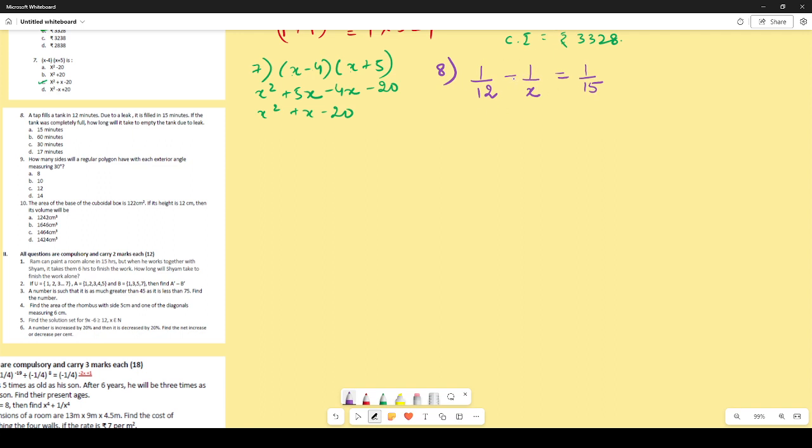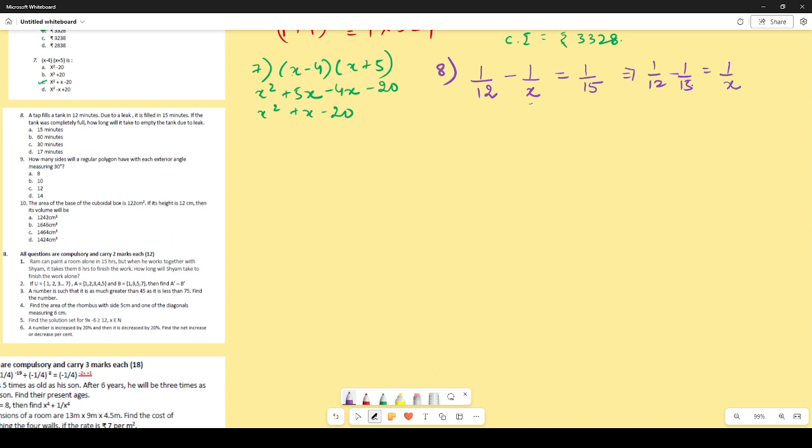Why have we put up minus over here? Because this is the tap which is leaking, which is emptying the tank. So that's why this goes into the minus part. So now what we have over here is 1 by 12 minus 1 by 15 is equal to 1 by x.